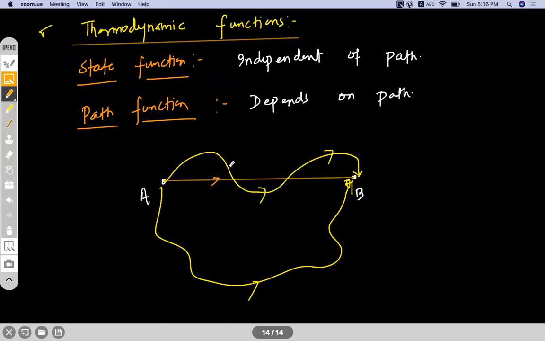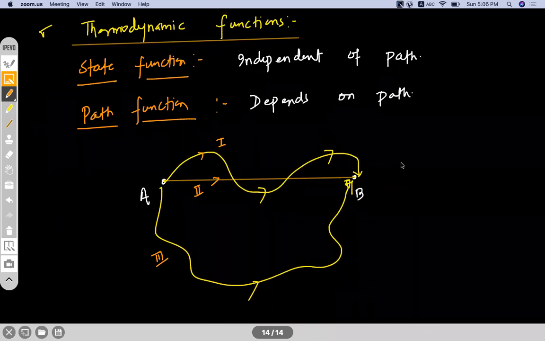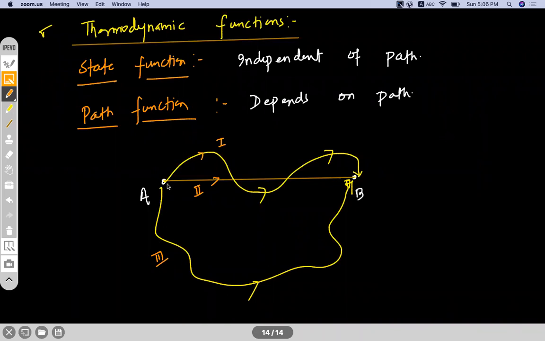Tell me, in terms of work done, which path will require maximum work done, 1, 2, or 3? Or simply if I ask you, in which path you have to put more fuel? Third, because this path is the longest one. The maximum amount of fuel is required for this, okay? Means if you talk about heat, if you talk about work, if you talk about any kind of energy, all those energies are path dependent. Depends upon path. Like if you go from this path, you will have a certain amount of fuel required. This maximum amount of fuel required. So work done or heat or any energy if you think of, all these things are path function.